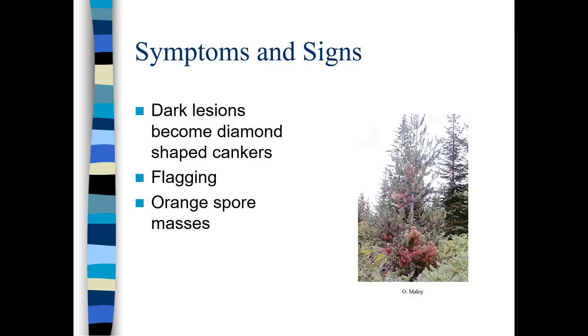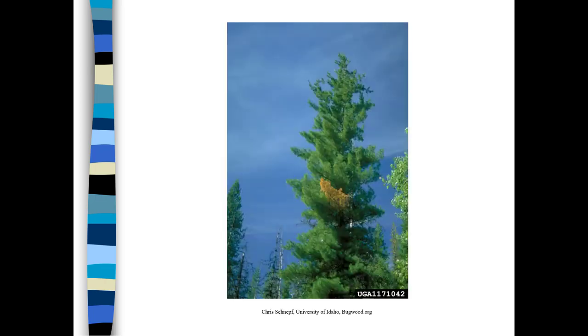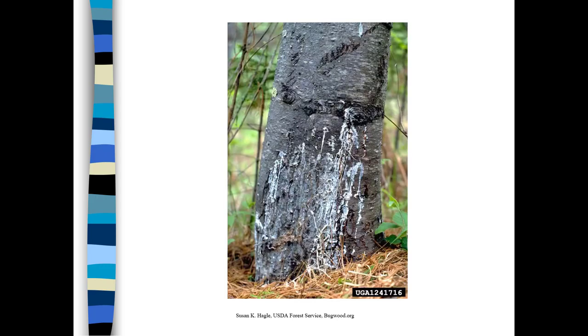So on the pine you'll see dark lesions that become diamond-shaped cankers. You'll see flagging, which is basically browning of sections of the tree, and you can see that happening here. And you're going to see orange spore masses. Here's some more of that flagging going on. And then pitch is also associated with this. It comes out of the dead portion of the canker, and then it'll drip down the stem. Obviously this one's a goner.